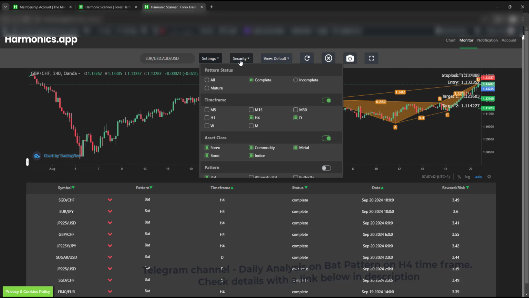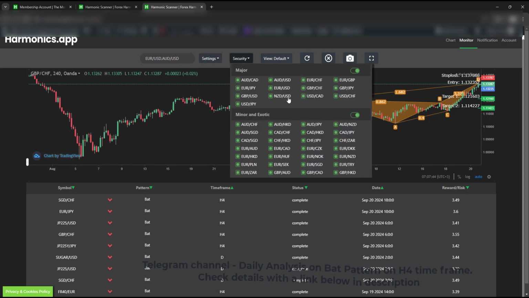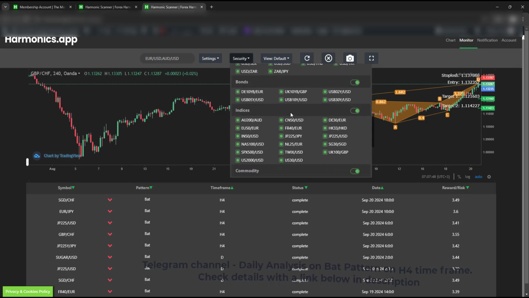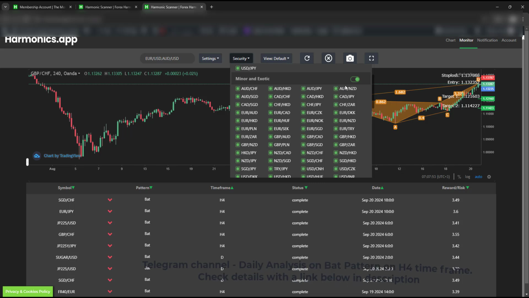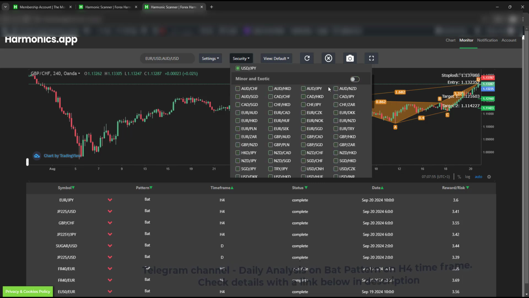Then you have a security, which gives you more options to select which symbols you would like to have in the table below. I have selected all of them, but if you would like, you can also deselect all of them and select especially which ones you would like to have.